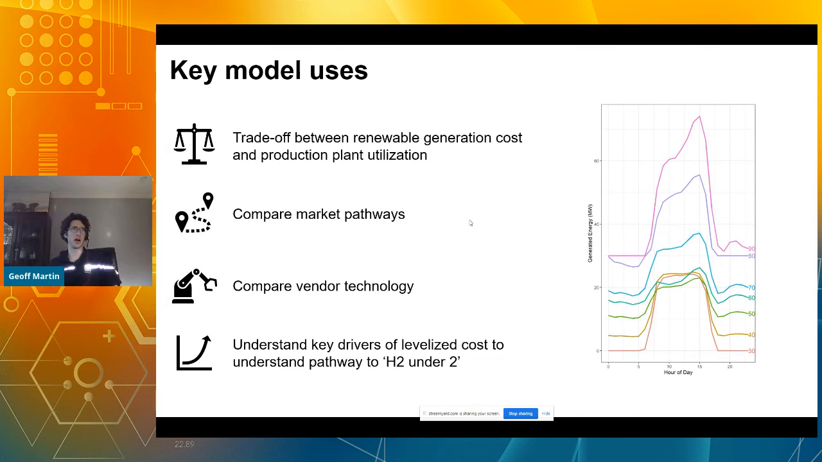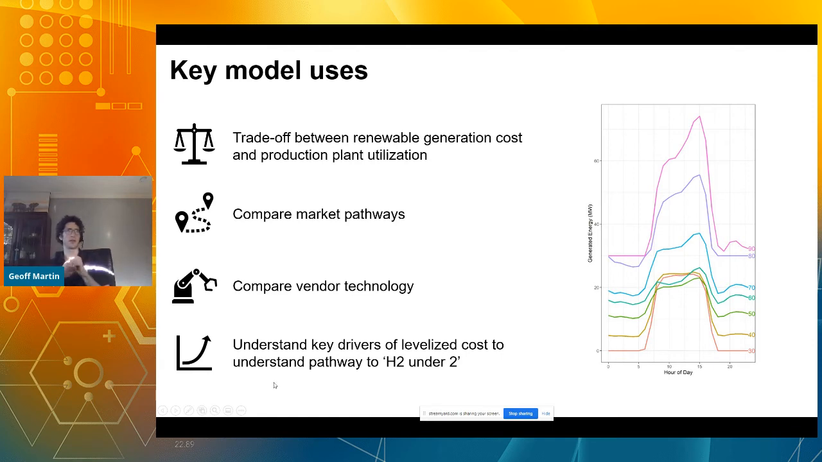We can compare different market pathways. Obviously it depends on who is buying the hydrogen and how they want it, but the hydrogen market in most cases is still developing, and so are the technologies to use it. But depending on the different pathways, liquid hydrogen, selling it as ammonia, gaseous truck refueling, all those sorts of things you can consider. We can compare vendor technology, which I've mentioned, and we can understand the key drivers.